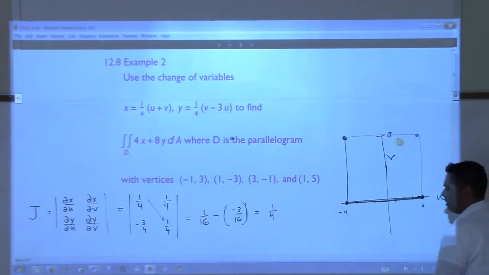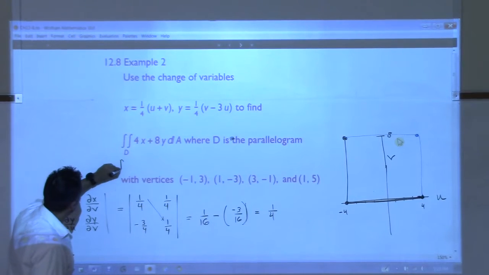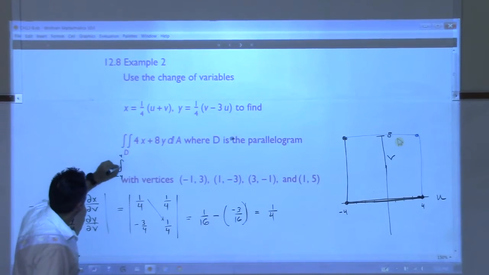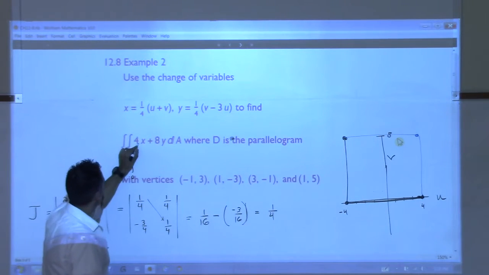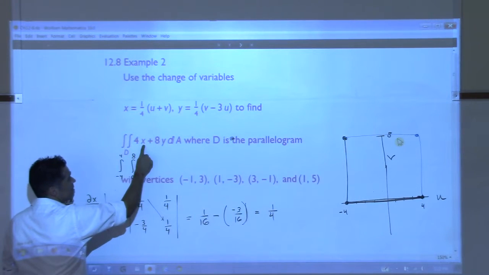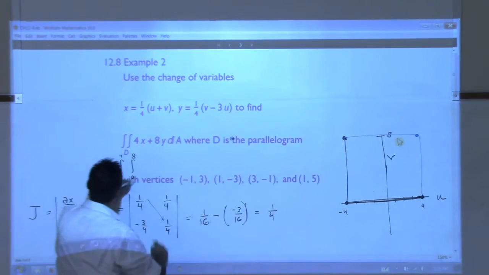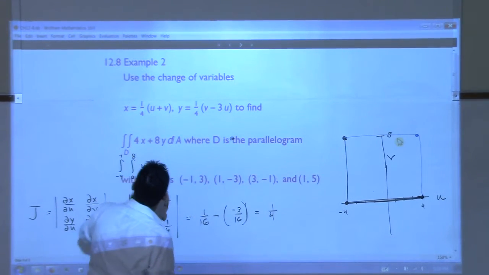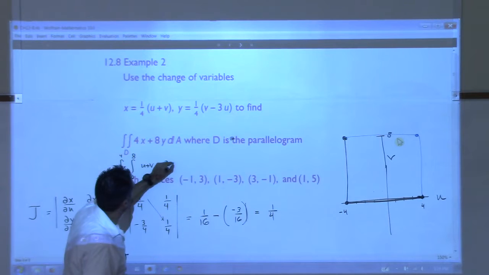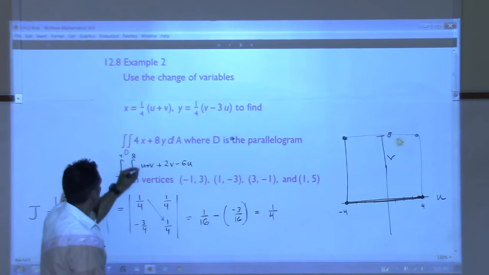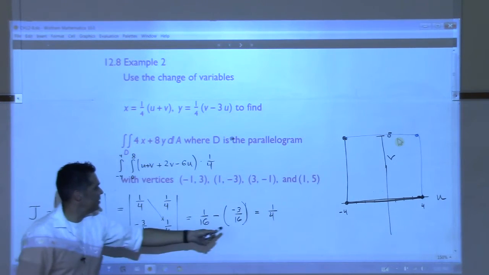Last step, let's set up the double integral. This double integral right here becomes the integral from negative 4 to 4, integral 0 to 8. So these are my restrictions on u, v. Okay, 4 times x. But what's x? It's this. So 4 times that would just be u plus v, wouldn't it? Yes. So this is going to be u plus v, and then plus 8 times y. 8 times that would give you 2v minus 6u. And then we're going to do all of that times 1/4. That's the Jacobian, right? That's this.